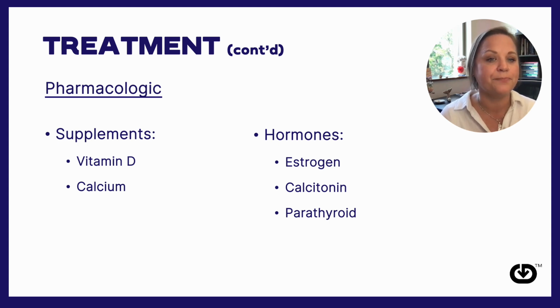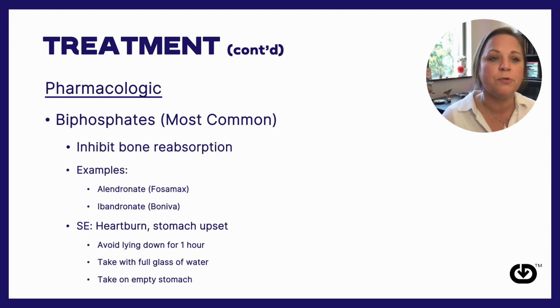There are some hormonal benefits like estrogen, calcitonin, or parathyroid hormone that providers may prescribe. But the one that I really want you to know the most about today is the bisphosphonates. This is the most common drug class given to patients with osteoporosis, and it helps to inhibit bone resorption. It blocks calcium from leaking out of the bones and into the bloodstream. Examples of this are Fosamax and Boniva.